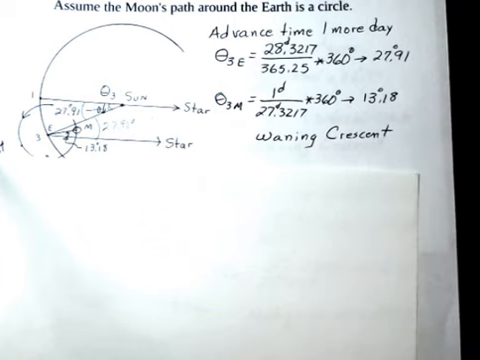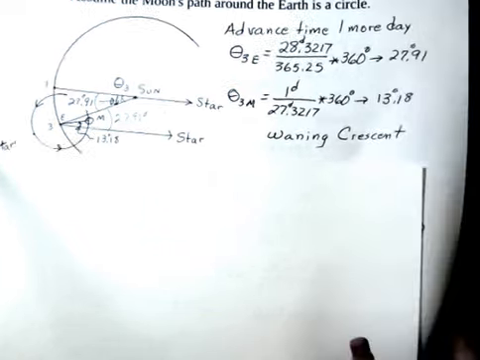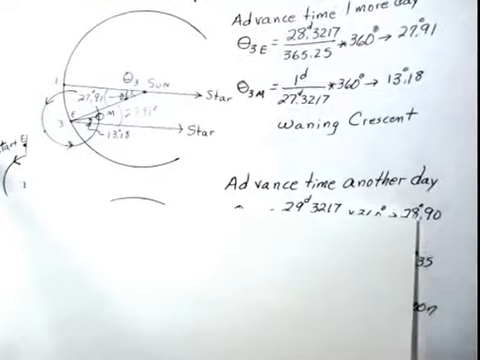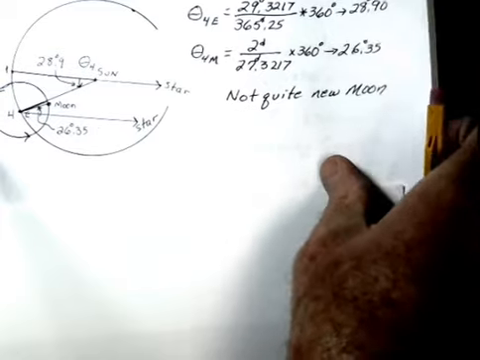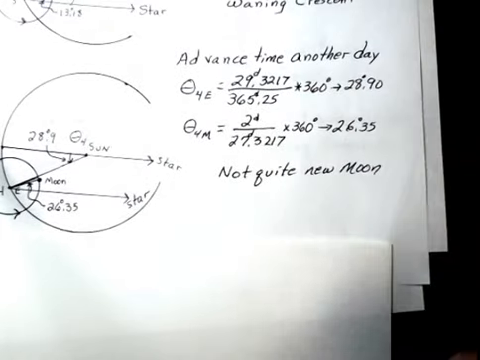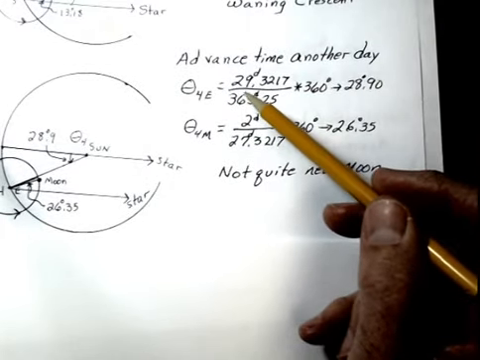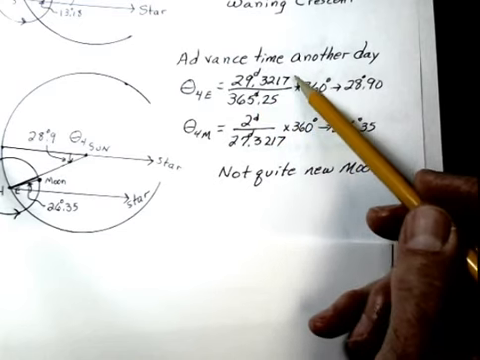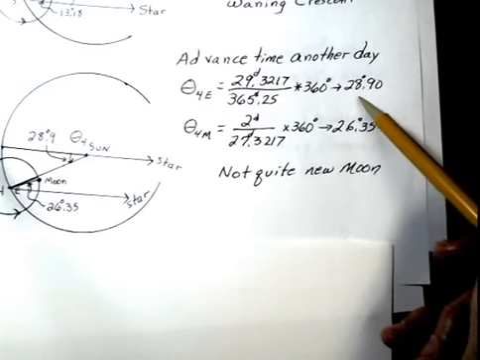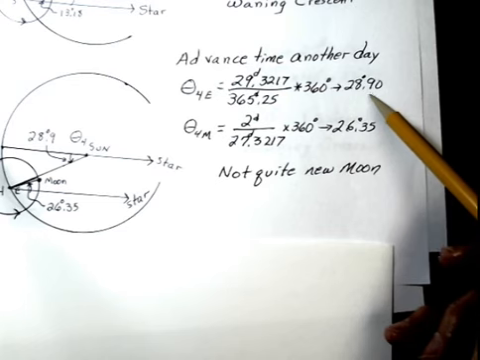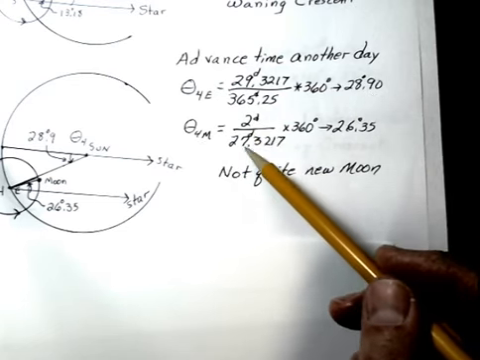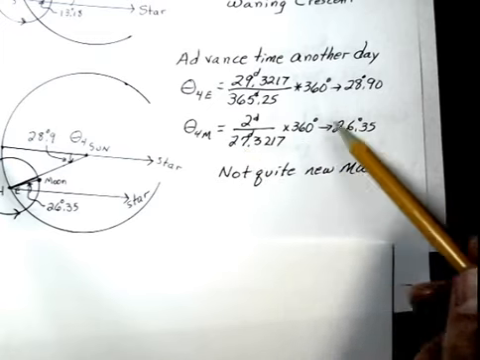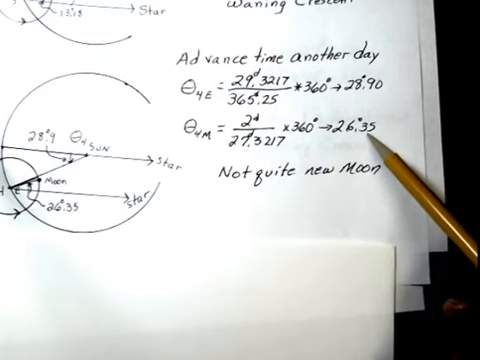So that means we need more trial and error. We need to advance another day here. So let's do that calculation. Advancing another day, now we're 2 days past the sidereal period of the moon, 29.3217. The Earth angle is 28.90 degrees. And for the moon, it's now 2 days past its sidereal period, so that turns out to be 26.35.